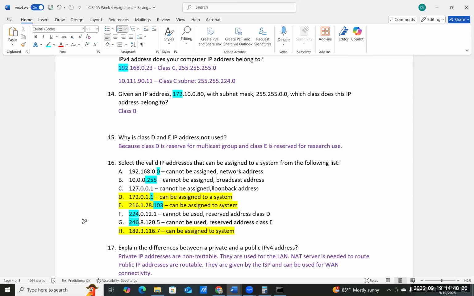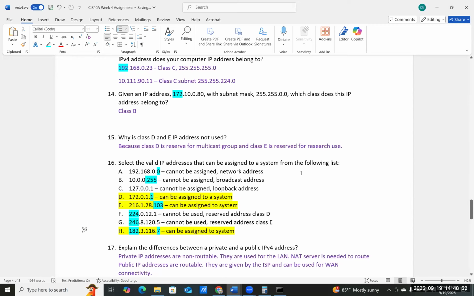And then lastly, when you look at H, 182.3.116.7, yes, this is in a valid range. It's not in D or E, the first octet, and the host ID, the last octet, it is unique. It's not 0 or 255, so it can be used. So you look at your first octet and you look at your last octet, okay?